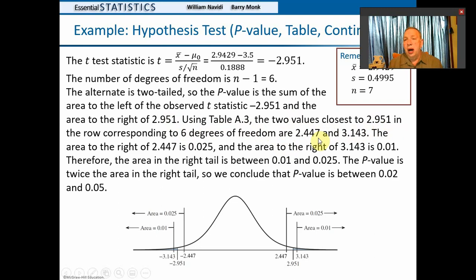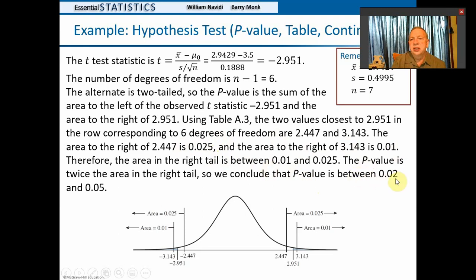And then I go up and see what the p-value is for that, the probability across the top. The area to the right is 0.025. Area to the right here is 0.01. So I would multiply both of those by 2, 0.05 and 0.02. So the p-value, now I can compare it directly to our alpha, the 0.01.